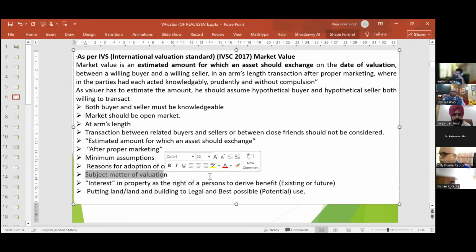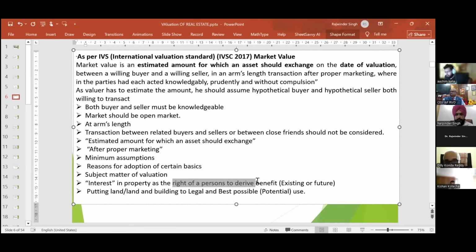And then when you are doing valuation, especially in case of real estate, then interest in the property. Interest means what is the right of the person to derive benefit from that property. So in the coming slides, we will be discussing different types of rights. Of course, when you buy a property, what you get? Basically, you get certain rights in the asset.